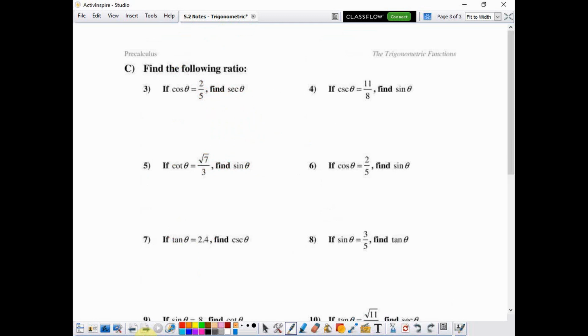Find the following ratio, and what trigonometry gives is a ratio of sides. So that means that this right here, this 2/5, is a ratio of 2 sides of a right triangle. And since it's cosine, those 2 sides happen to be adjacent and hypotenuse. So if I was to put this into a picture, it would look something like this. Here's my theta. Cosine is adjacent over hypotenuse, so the adjacent leg and the hypotenuse would look like that.